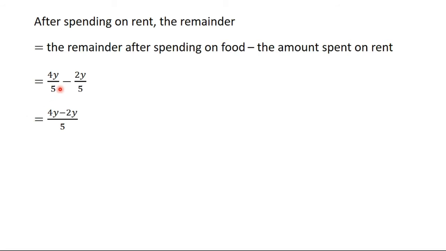So from here you find the LCM of 5 and 5. The LCM is going to be 5, obviously. So 5 divided by 5 will give us 1 times 4y, which is 4y. Then minus 5 divided by 5 will give us 1 times 2y, which is 2y. So 4y minus 2y, from algebra, we know that to be 2y/5. So after spending on rent, this is the amount he has in his hand. This is the amount he has in his hand before moving on to his next expenditure, which is fuel.